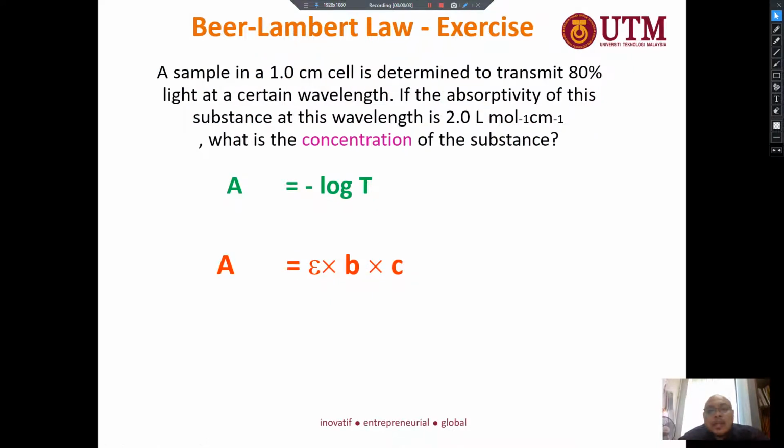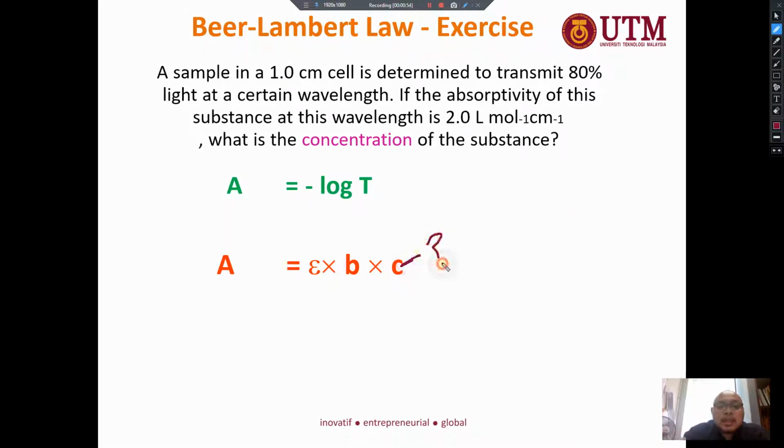Okay, here is the next exercise. The level of difficulty goes from 1 to 3. A sample in a 1 centimeter cell is determined to transmit 80% of light at a certain wavelength. If the absorptivity of a substance at this wavelength is 2.0 liter per mole per cm, what is the concentration of the substance? So again, the question wants the concentration of the substance. You have the formula A equals epsilon b c. You need to find c.